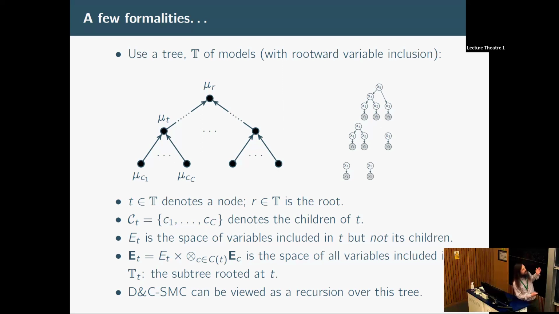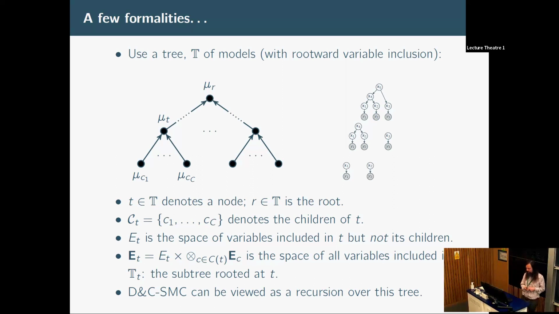E_t is the variables attached to a node which are not included in its children. So in this example, it would be X4 for this node, given you've got these other variables down here. It then includes both of those and an additional thing. And bold E is all of the variables, so both the one attached to this node and the ones which come from its children. And of course, in principle, you could combine this with the SMC sampler construction to arrive at situations where you can refresh the variables that come from lower down the tree. That's unnecessary for big enough models, but it doesn't change anything.